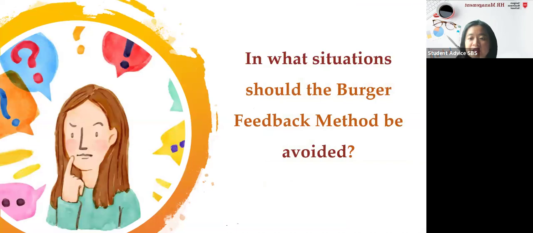So the Burger feedback method has certain advantages, such as softening the influence of criticism, maintaining positive relationships, and promoting open communication. However, critics have pointed out several disadvantages, and my question is, in what situation should the Burger feedback method be avoided? What is your opinion, Mr. Chibuzo Emmanuel? In what situation should the Burger feedback method be avoided?